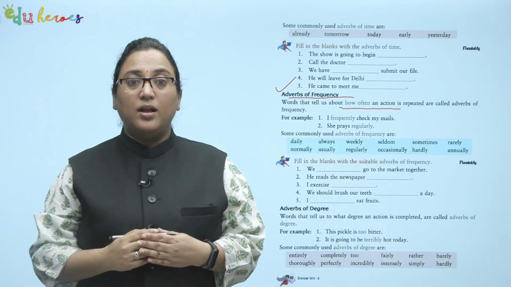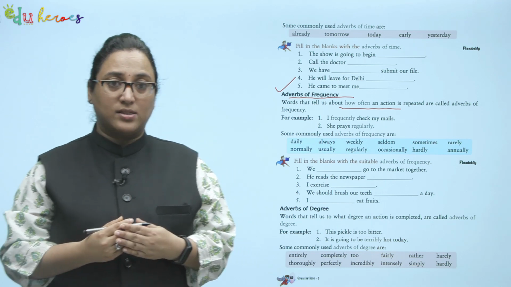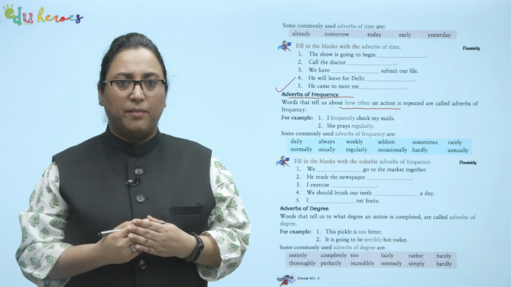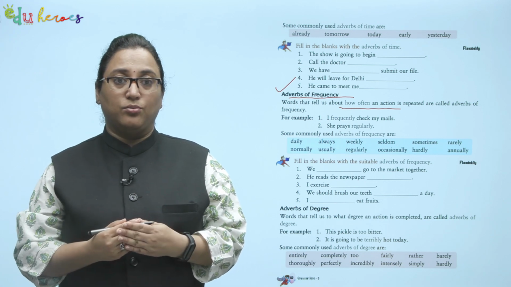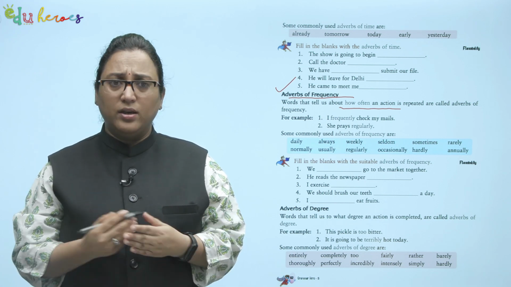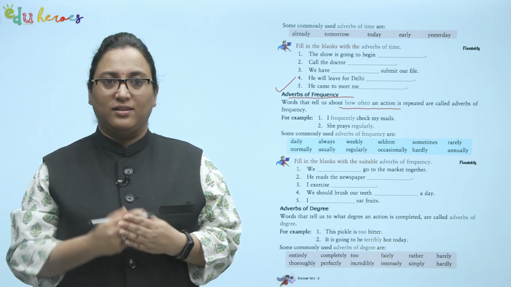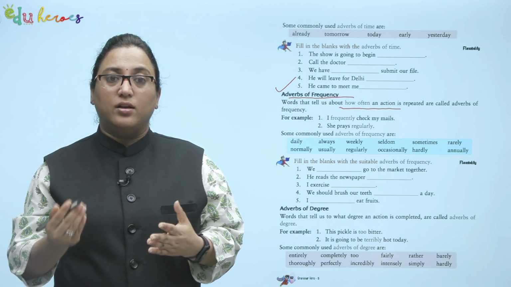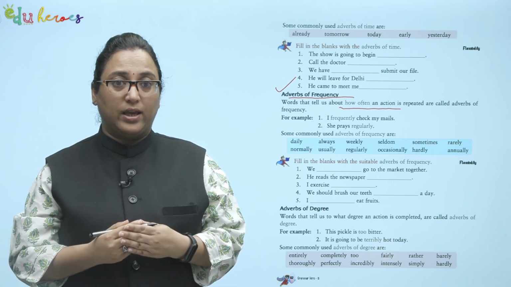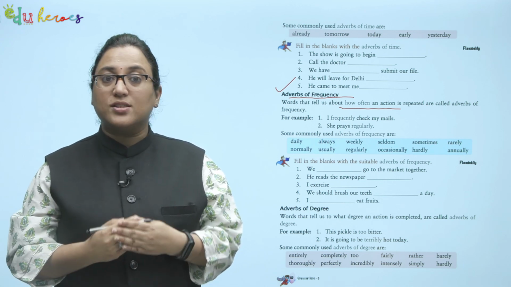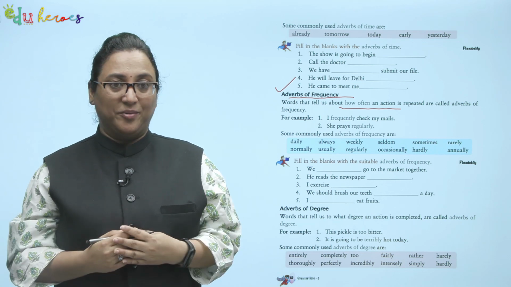For example, I frequently check my mails. How often do I check my mails? Never, sometimes or frequently. She prays regularly. When does she pray? How often does she pray? Regularly. So this is the adverb of frequency here.